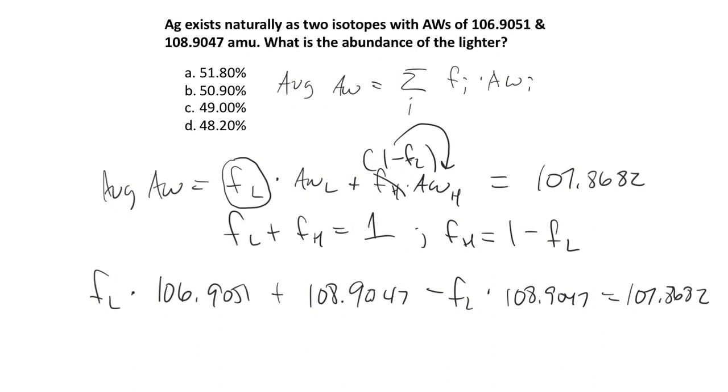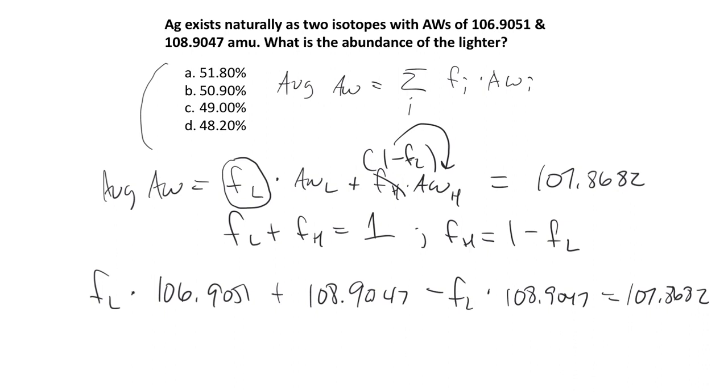Now, one thing we might do is just try to take a quick look at, the average is 107.9, the lighter is 106.9, the heavier 108.9. So we're somewhere around 50%. Unfortunately, all the choices are around 50%. If some of these choices were not anywhere close to 50%, we could probably rule them out. So we have to kind of go about solving this problem here. So how do we solve this? Well, we just have to subtract 108.9047 from both sides. So let's do that subtraction here.